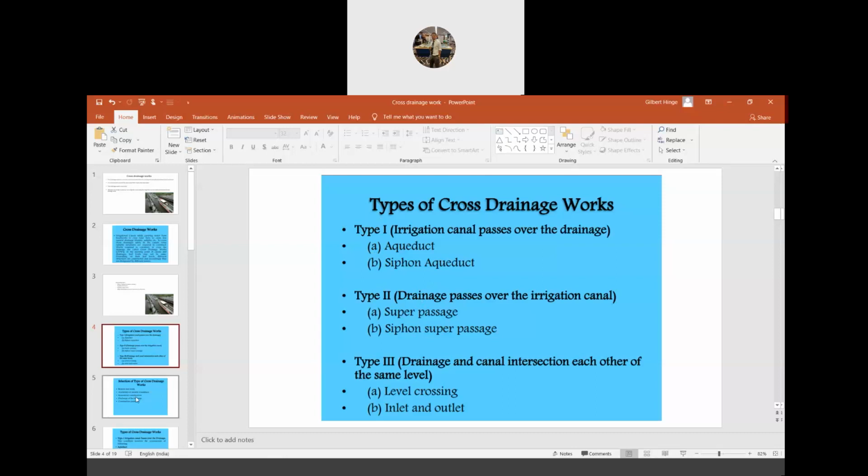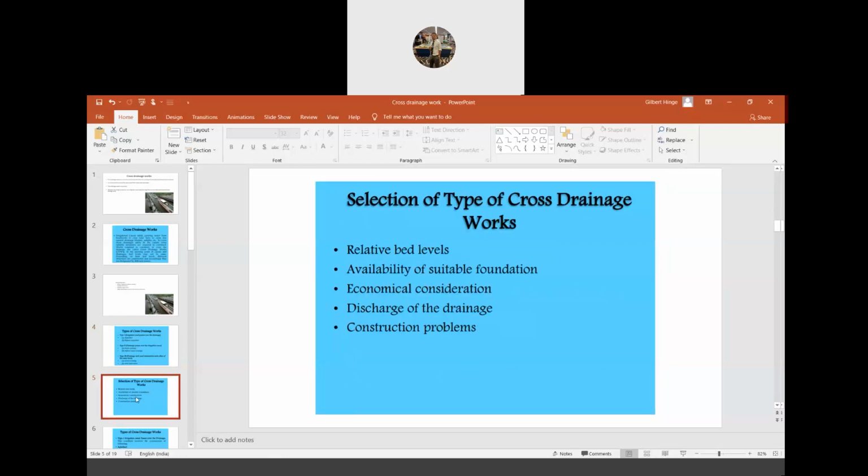So let us see how we select what type of cross drainage work to construct. It depends upon the relative bed level. It depends upon the suitable foundation. We have to see what is the suitable foundation for the river as well as the canal. We also have to consider the economy, how much is the cost, how much is the discharge of the drainage, and how much is the maximum discharge of the river. All these things we have to see while selecting the type of cross drainage work.